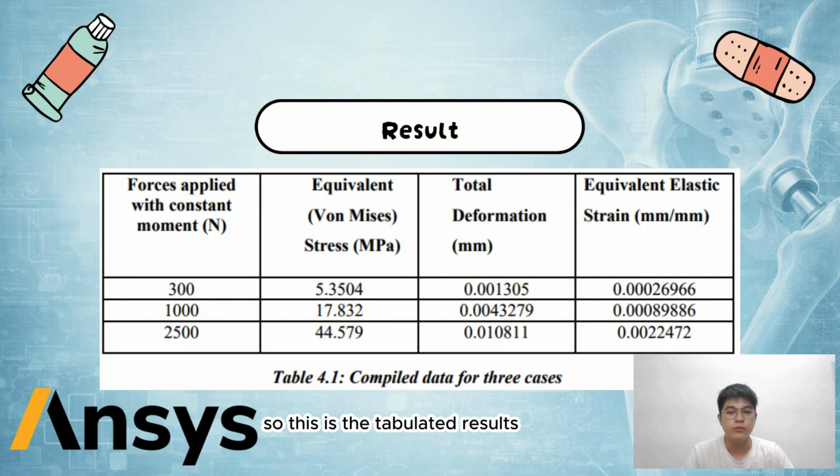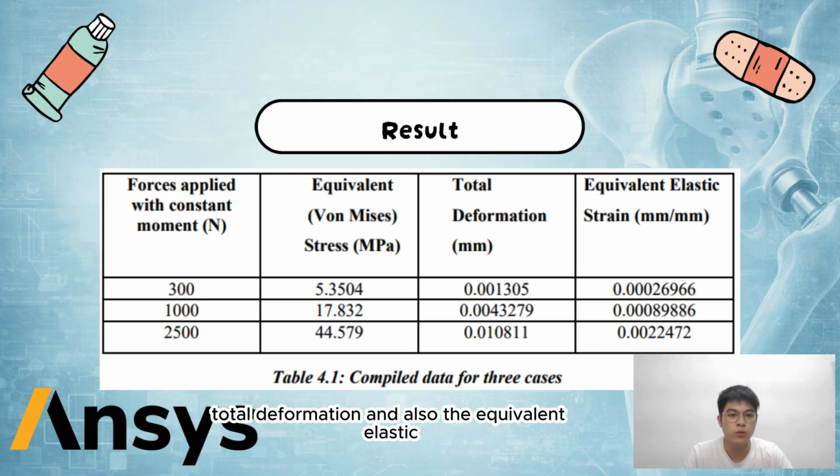So this is the tabulated results of all three main parameters, which are the equivalent stress, total deformation, and also the equivalent elastic strain.